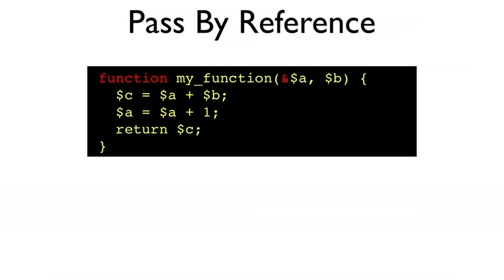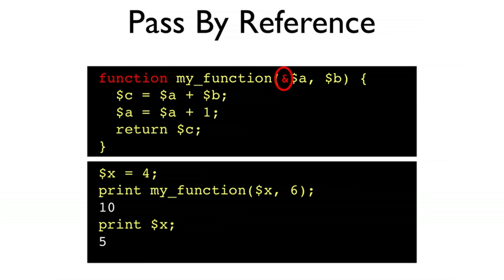In PHP, we can also pass parameters by reference. We can see this in the syntax by the addition of the ampersand before the parameter a. This will change the behavior of our function slightly when called. If we look at our previous example again, where we have the variable x equal to 4, the first print statement that's printing the result of my function will still be 4 plus 6, which is the value of c. So it'll still print 10.